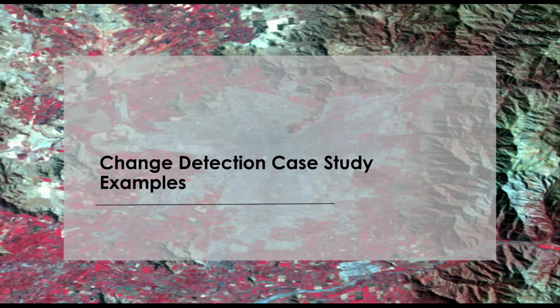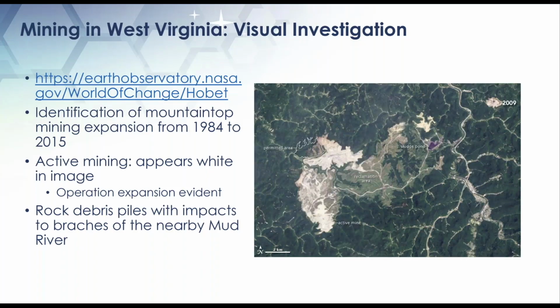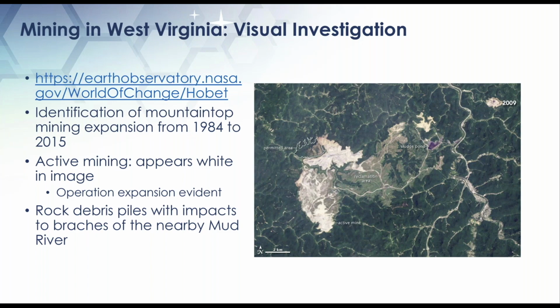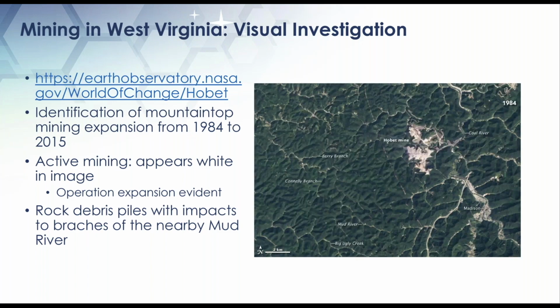So I just wanted to show you some case study examples of change detection. This example shows you how you can clearly see some types of extreme changes like mountaintop mining in West Virginia. These images show the elimination of vegetation for mining operations between 1984 and 2015. The resulting rock debris piles have increased sedimentation in nearby rivers.